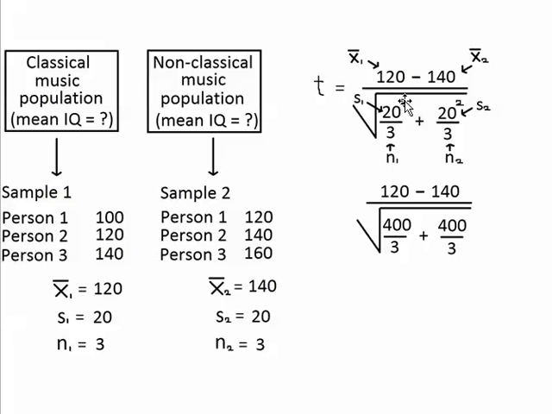20 times 20 is 400. 20 times 20 is also 400. So this squared is 400. This squared is 400. That's where the 400s came from.